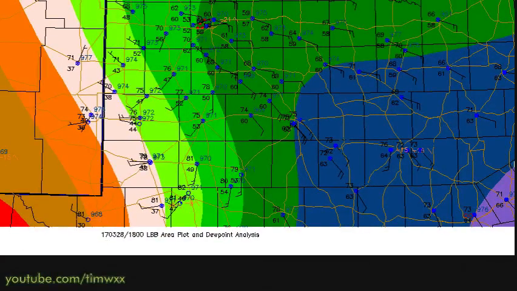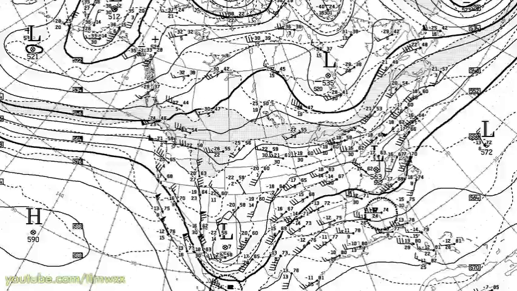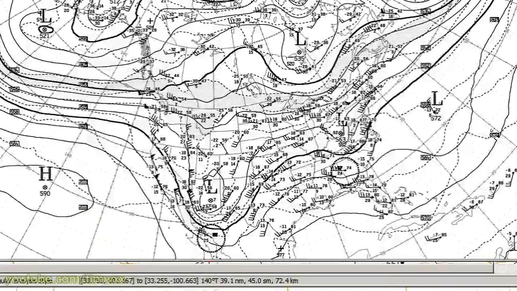All right, let's look at a few other products. We can go to the upper air data. So there's our big low coming out of the Four Corners area right there. This is the 500 millibar chart for this morning. So there's our polar front jet coming up from El Paso up to the Amarillo area.